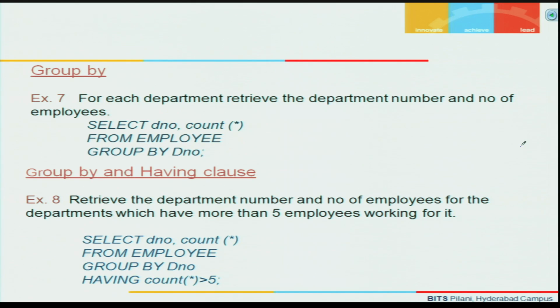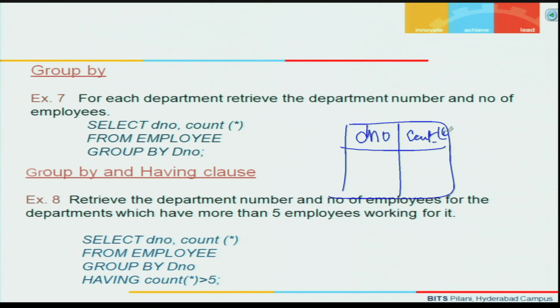To answer this query, I need to access only one table, that is the required information is available in the employee table alone, because in the employee table I have department numbers available. That means in the result I want something like this: what is the department number and then how many are there, count star, that is how many tuples are there, and the number of rows in the result will be equal to the number of distinct department number values.